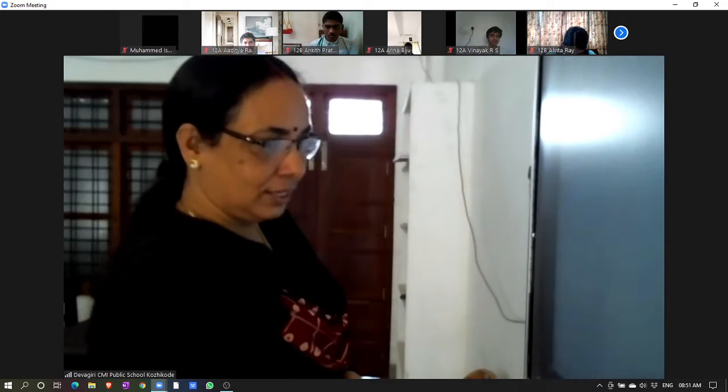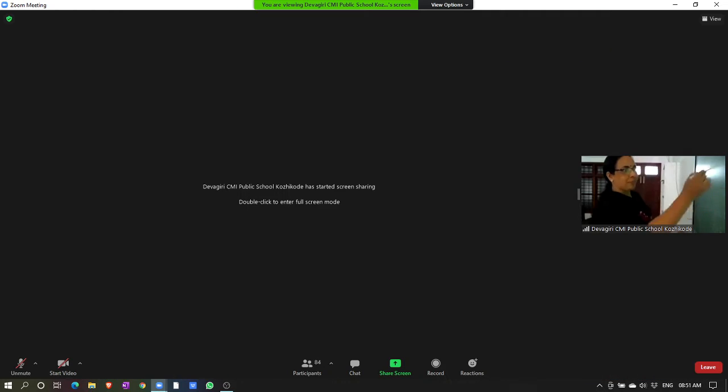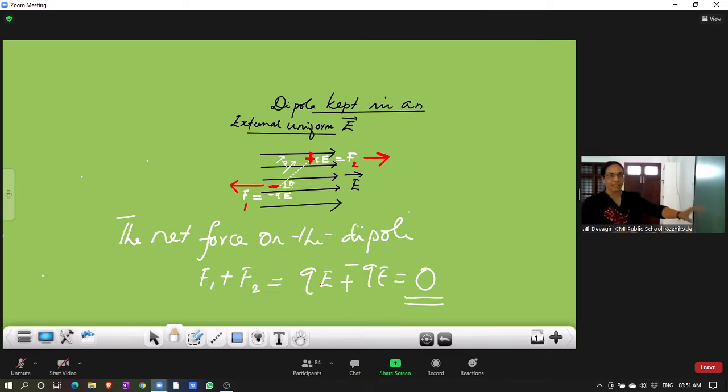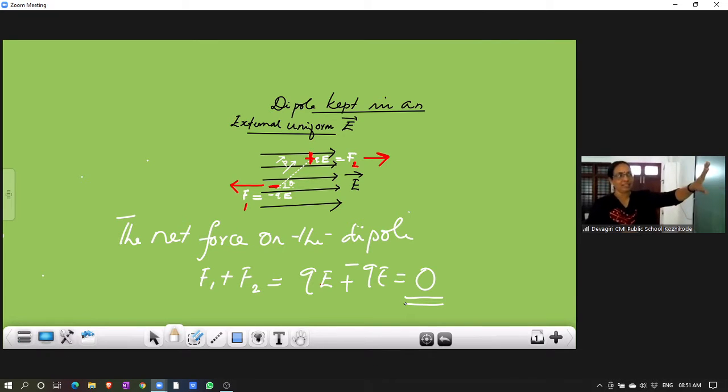Now look at this, what we got. These two lines must be your answer. You don't have to see the diagram; clearly you have written minus QE, plus QE, so one line is enough. If the diagram is not clearly labelled, you have to write it down. This is the importance of the diagram. Everything is there, F1, F2, everything is shown, and we know F1 and F2 are equal and opposite, so you are getting 0. This is the important sentence you have to register: the net force on a dipole kept in a uniform electric field is 0.